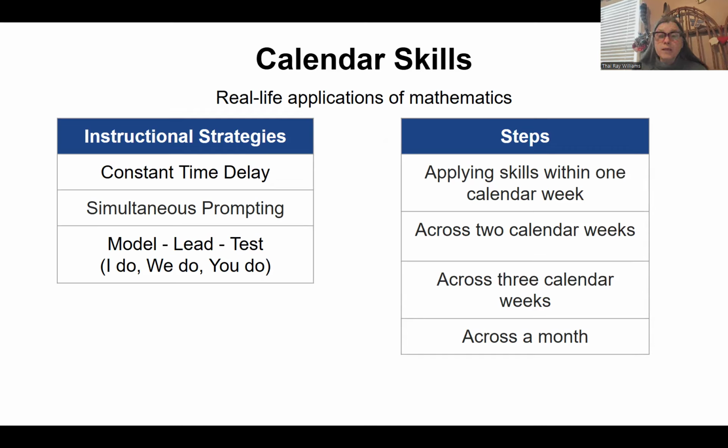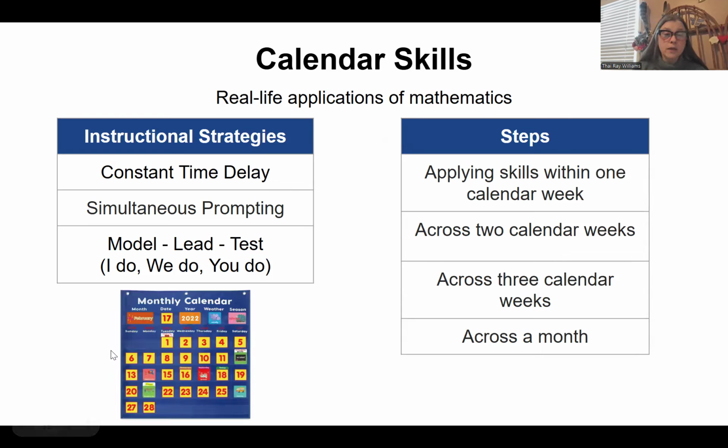So first you're going to apply skills within a week. Then you're going to move to 2 weeks. Just move that bulletin board paper down. When your students are ready and proficient with 2 weeks, you're going to move to 3 weeks and then across a month.